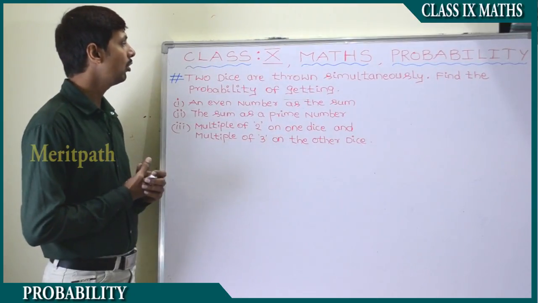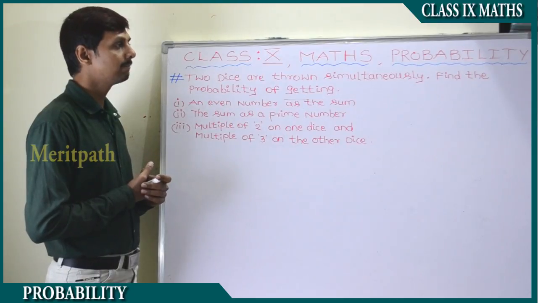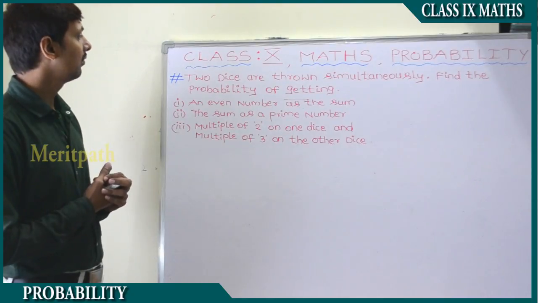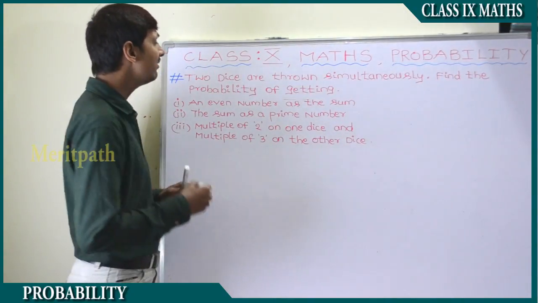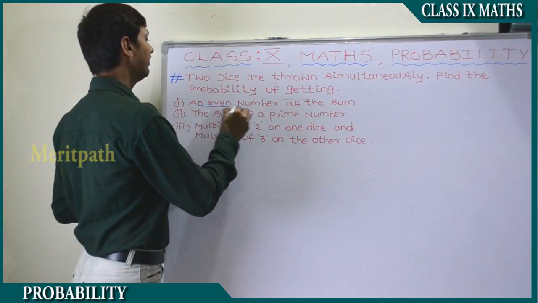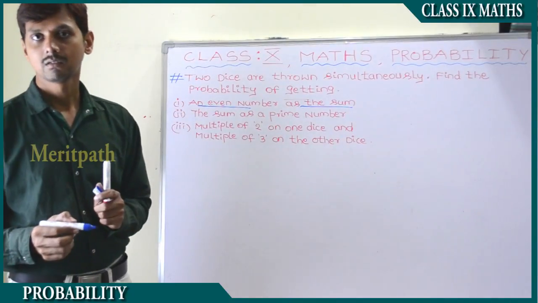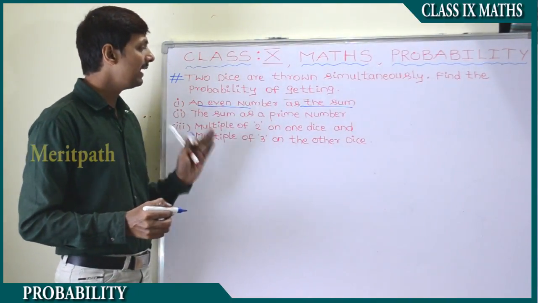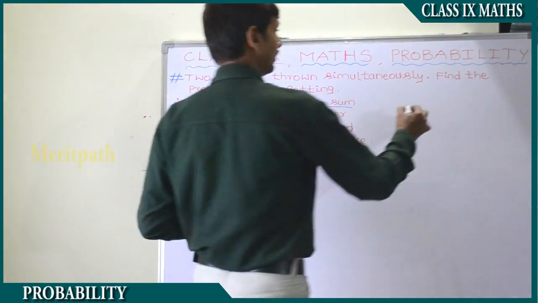So let's recall, 2 dice are thrown simultaneously. Find the probability of getting an even number as a sum, and the sum as a prime number. Let's think, we have taken 2 dice.